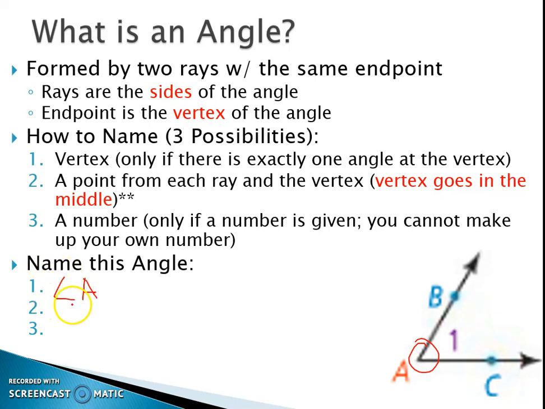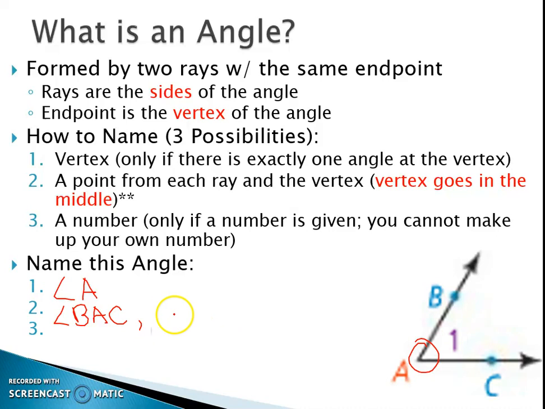This is the angle symbol. Another way of naming the angle, number two, is to use a point from each ray and the vertex. So this A is in the middle. We're going to go from B A C. So we're going to write angle BAC. Make sure A is in the middle because you go from B to A to C, continuing.